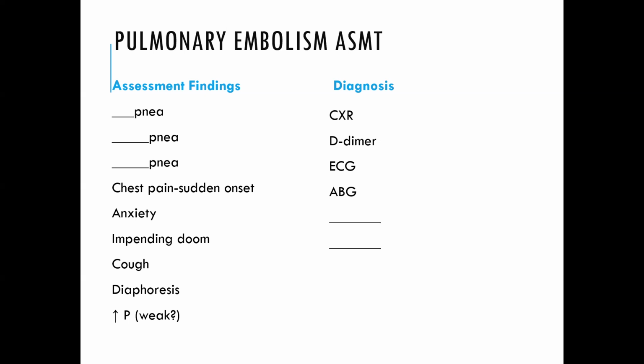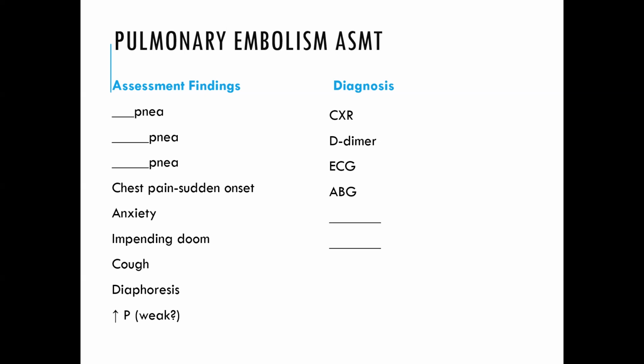The two things that they can use to diagnose a pulmonary embolism are a CT of the chest. CT, CTA of the chest is going to be your number one go-to for diagnosing a pulmonary embolism. It can be completed quickly. You want to remember your nursing considerations.